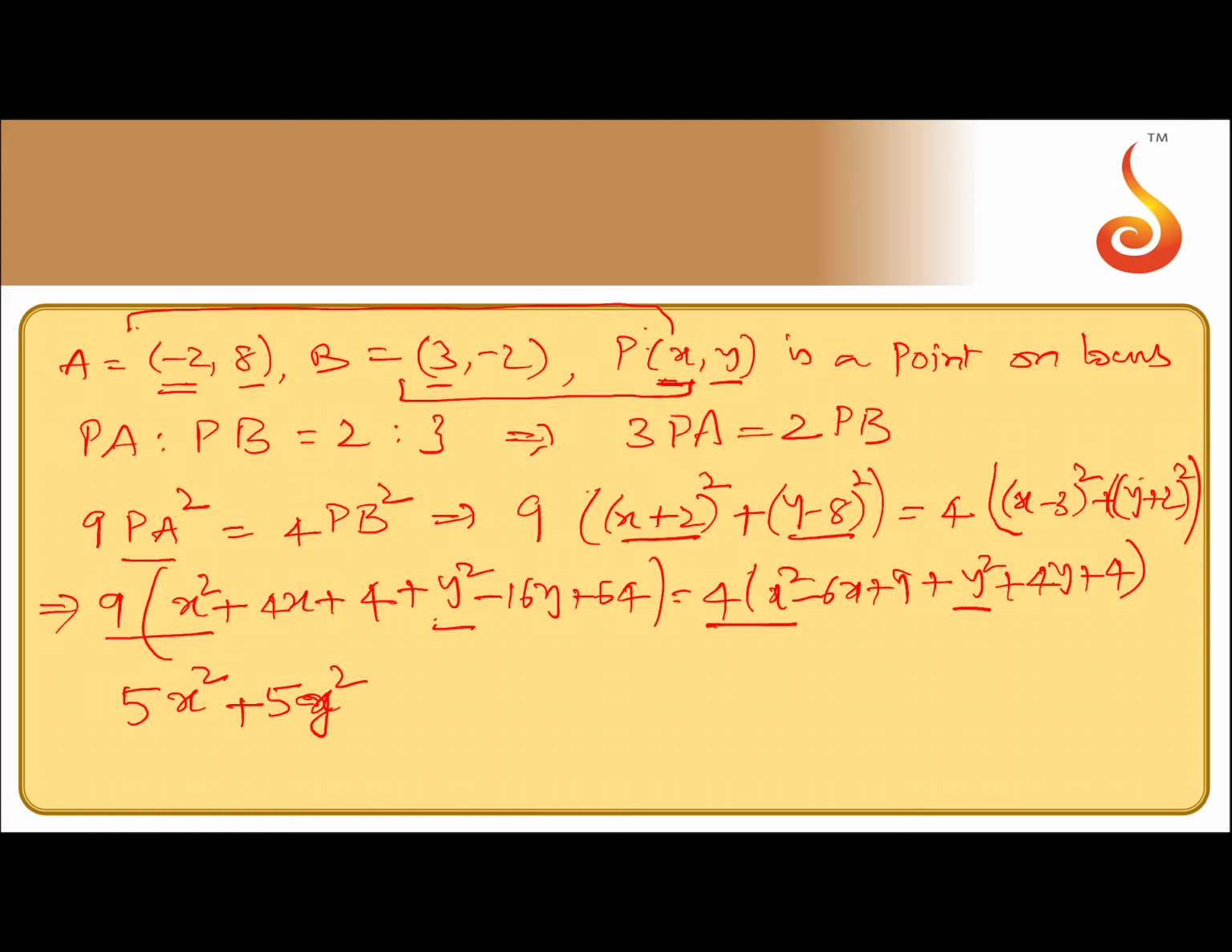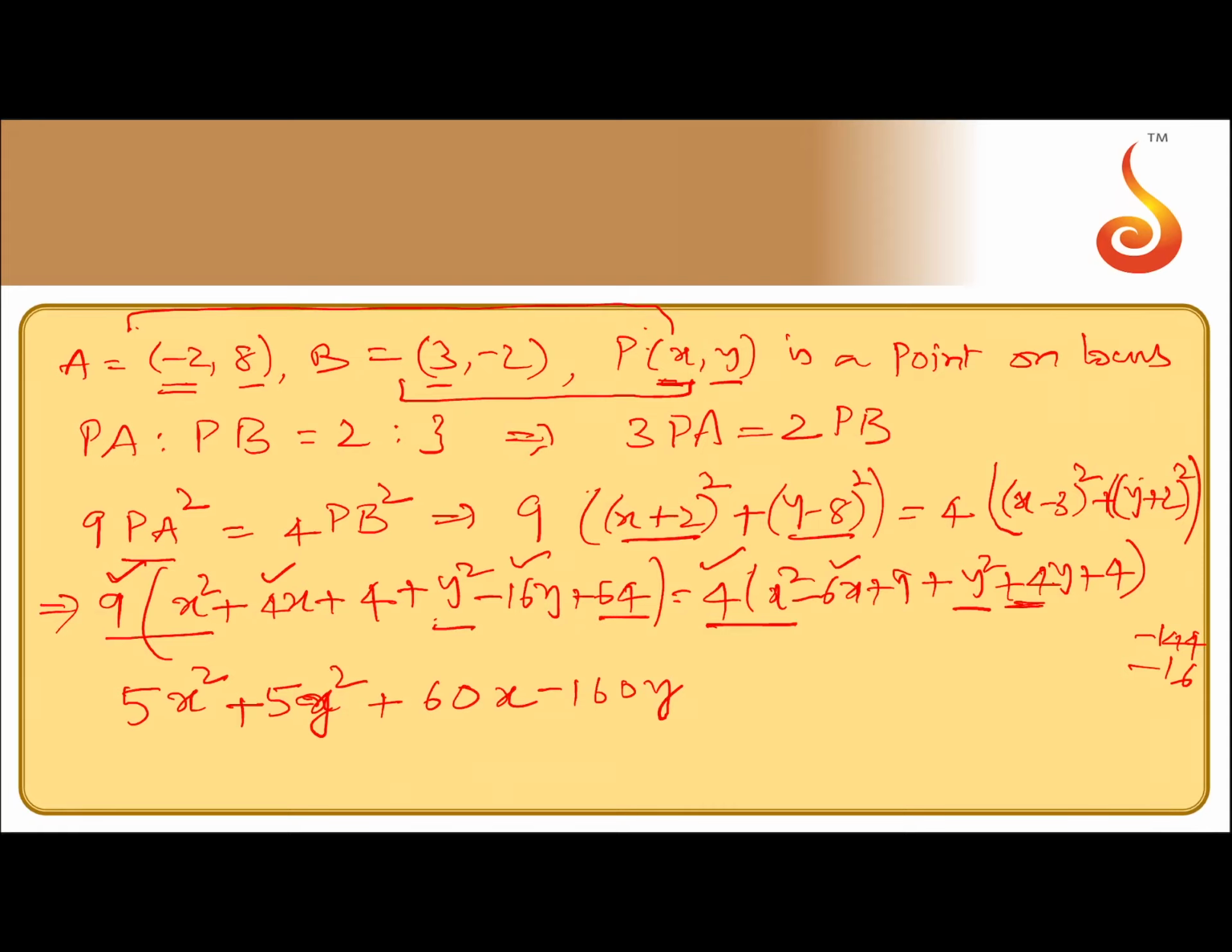Now let us see the x terms. 9 fours are 36 on the left hand side, and on the right hand side, 4 sixes are 24. 36 plus 24 is 60x. And y terms: 16 nines are 144 on the left hand side, and on the right hand side, 4 fours are 16. When you add them, you get 160y.